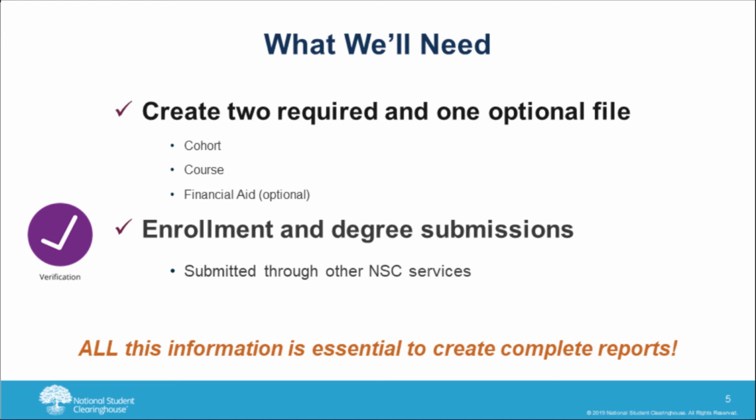What we need. For the cohort file, you want to include all students that enrolled at your institution for the first time in the fall 2019 term. For the course file, you want to include all students from previous and current cohorts that enrolled at your institution in the fall 2019 term. For the optional financial aid file, you may submit data up to the 2018 to 2019 academic year. As previously mentioned, please make sure you submit your institution's most recent enrollment and degree data through the other Clearinghouse services.